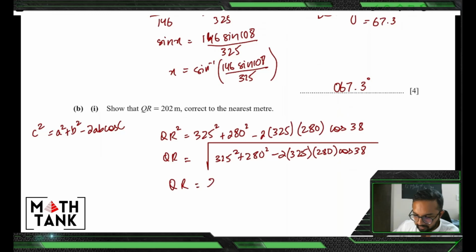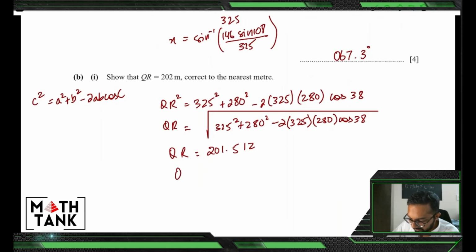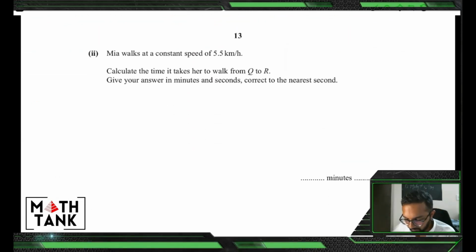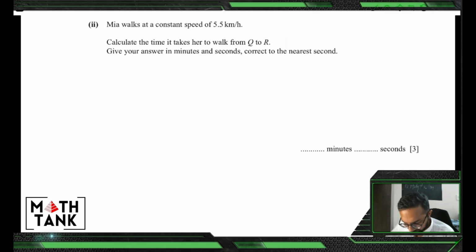QR is therefore 201.512. Rounded correct to three significant figures, QR equals 202. Okay, that's what the question was asking you as well. So 202 meters is my final answer. It says Mia walks at a constant speed of 5.5. Calculate the time it takes for her to walk from Q to R.